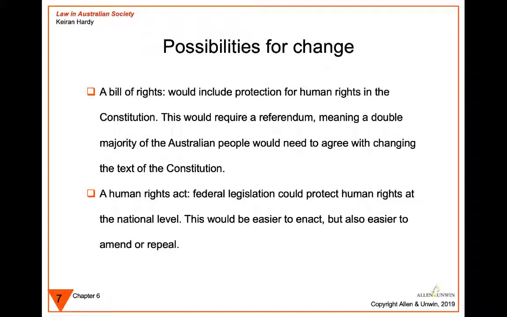The other way to achieve greater protection of human rights would be through a Human Rights Act. This would be federal legislation that protects human rights at the national level. It would be quite similar to the legislation in the ACT, Victoria, and now Queensland. A Human Rights Act would be much easier to enact because Parliament could enact it without going to a referendum, but because of this, and like other human rights legislation, it would also be easier to amend or repeal.